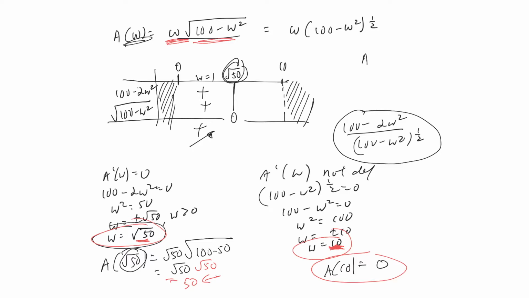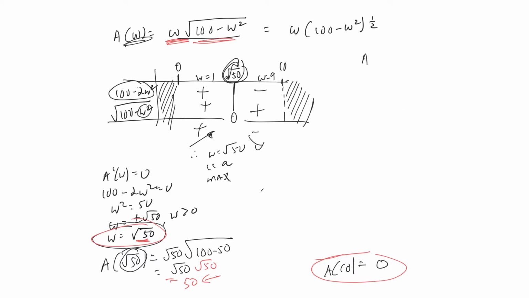Now, give me a number to the right of root 50. Root 50 is around 8. Let's just say w is 9. When you sub 9 in here, you're going to get a negative, and then here you're going to get a positive. I can tell you get a positive because the square root of something is positive, and you get a negative. So based on our first derivative test, we can say therefore that root 50 is a max.